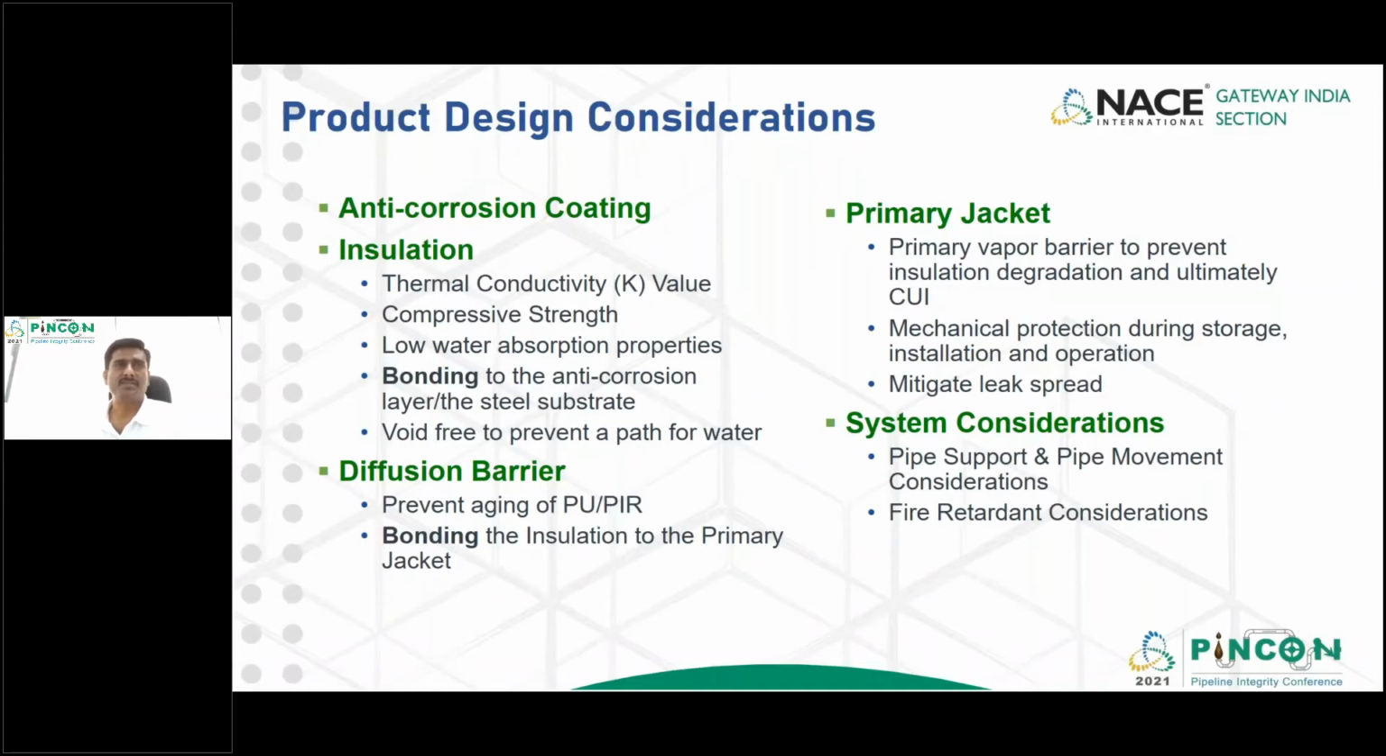The fifth consideration is the system consideration. The insulated pipe must be designed considering that thermal expansion and contractions are negated by a bonded system, and ensure the pipe support designs are optimized by providing the cradle support on the outer primary jacket.